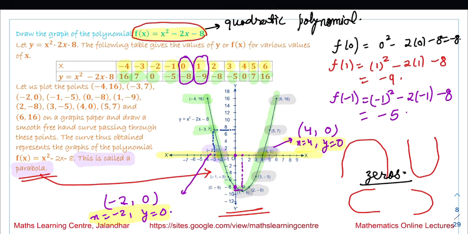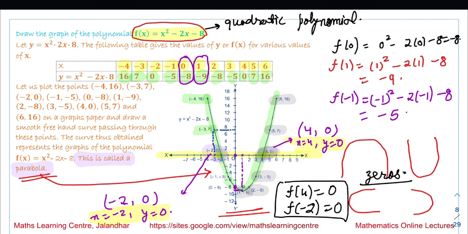2 zeros means that if we calculate the value of f of 4, the answer is 0. If we calculate the value of f of minus 2, the answer is 0. So we are saying 4 and minus 2, these are zeros of this polynomial. These two values are the zeros of this polynomial.